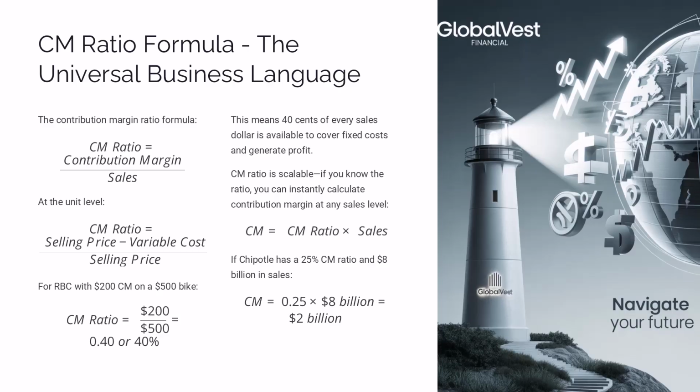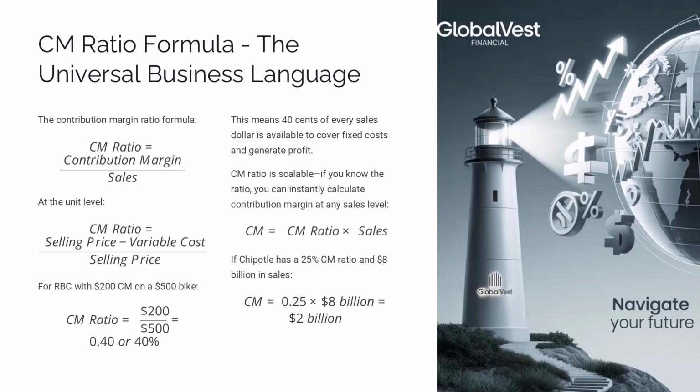Think about your own life decisions through this lens. When you're choosing between driving for Uber at $25 per hour with gas and wear costs of $10 per hour versus working at Starbucks for $16 per hour with no variable costs, you're comparing $25 minus $10 divided by $25 equals 60% CM ratio for Uber versus $16 minus $0 divided by $16 equals 100% CM ratio for Starbucks. And suddenly the decision becomes much clearer, even though the gross pay is higher for Uber.